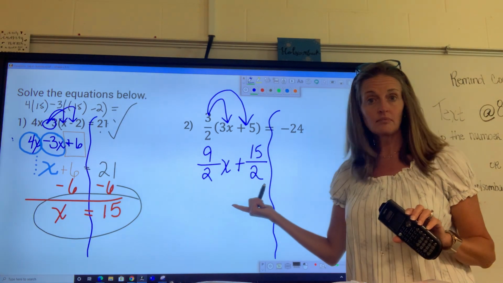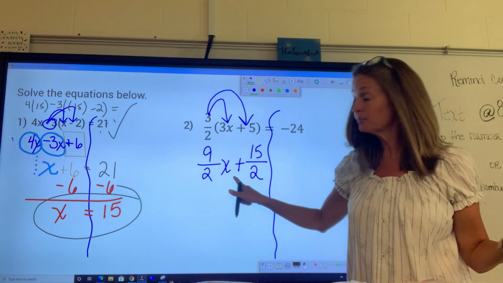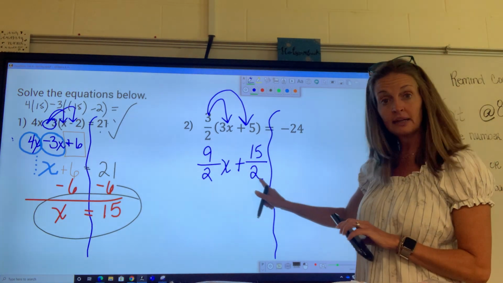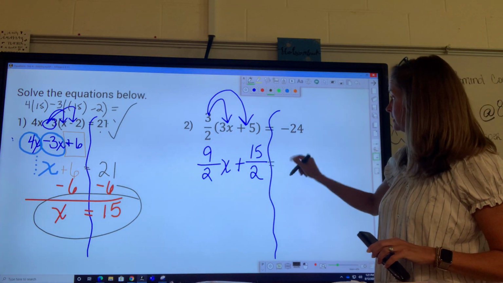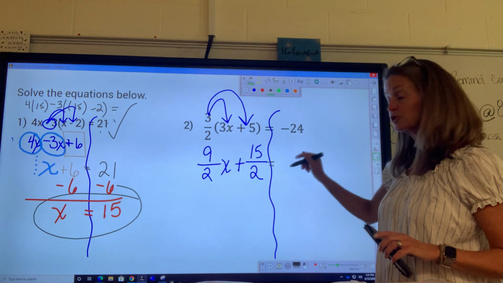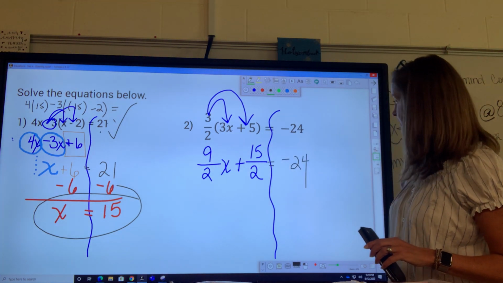Are we done? Look at this side. Can you combine like terms yet? Nope. Nothing there to combine. That's x's. That's a plain naked number. Can't combine them. Come over on this side. Equals. You gonna touch negative 24? No distributive. No like terms. No, do nothing. Negative 24.